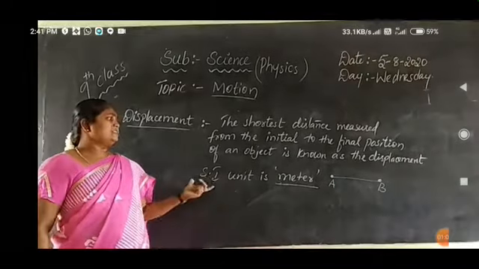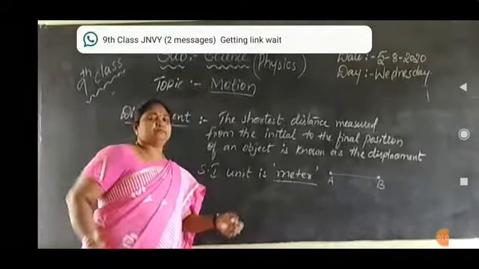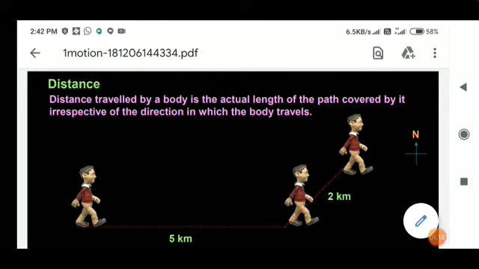Let me see the SI unit. SI unit of the displacement is meter. Let me see the distance. Distance traveled by a body is the actual length of the path covered by it, irrespective of the direction in which the body travels. Here you can see in this figure, a person is moving towards the north, in a straight line. How many kilometers? 5 kilometers.